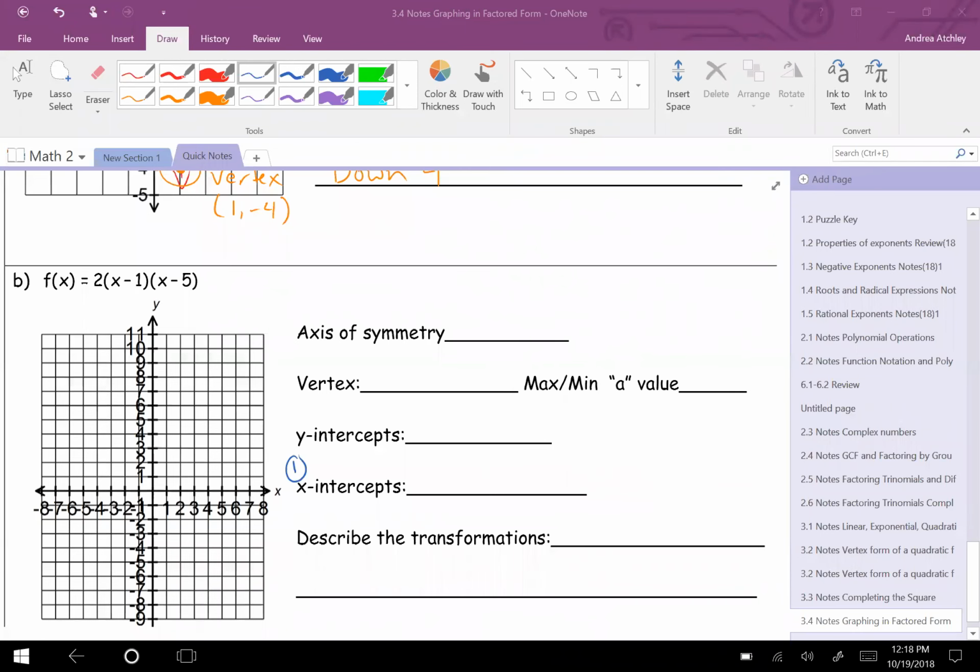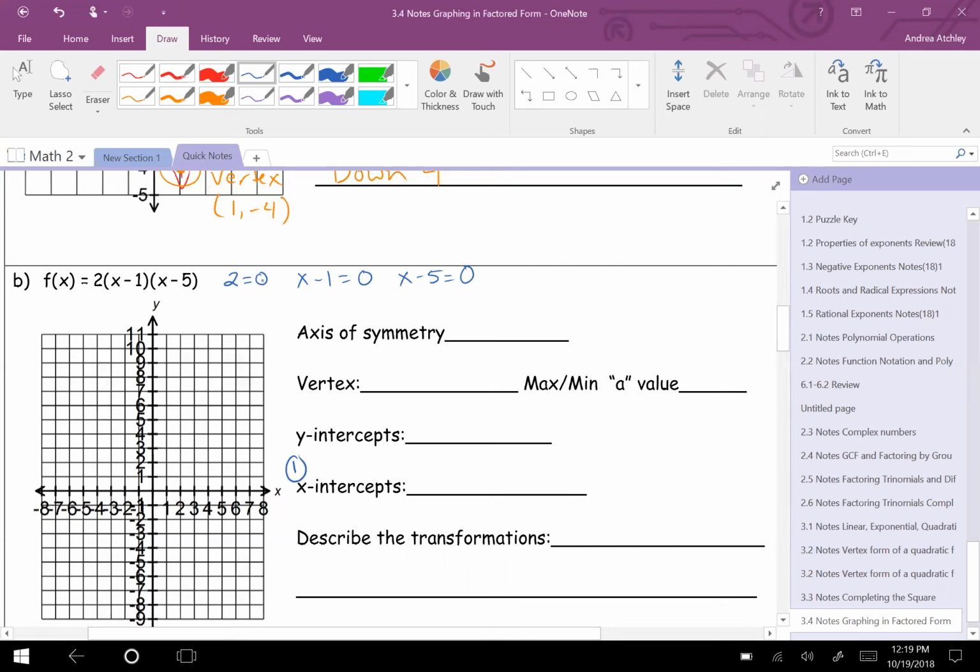Okay, so remember to find the x-intercepts, we're going to take our factors and set them equal to 0. So here's 2 equaling 0. We have x minus 1 equaling 0, and x minus 5 equals 0. Because the x-intercepts are where y equals 0. So we just plug in 0 for y, or f of x in this case, and solve.